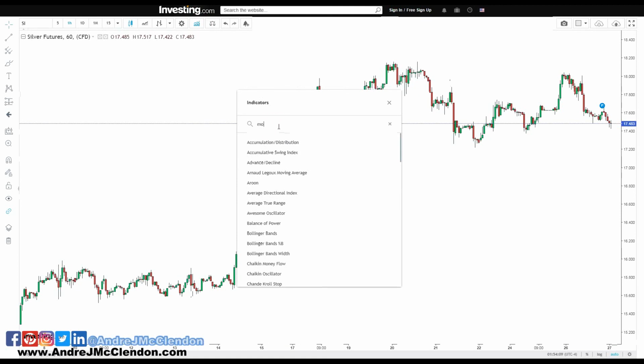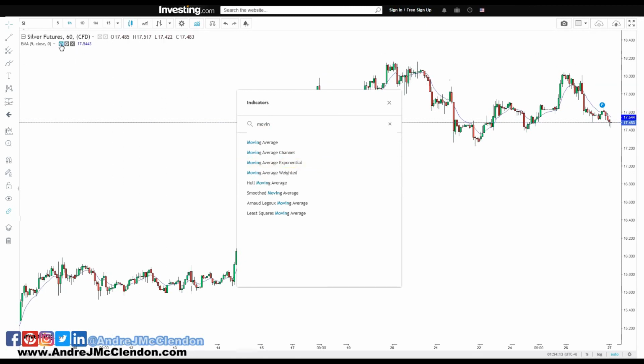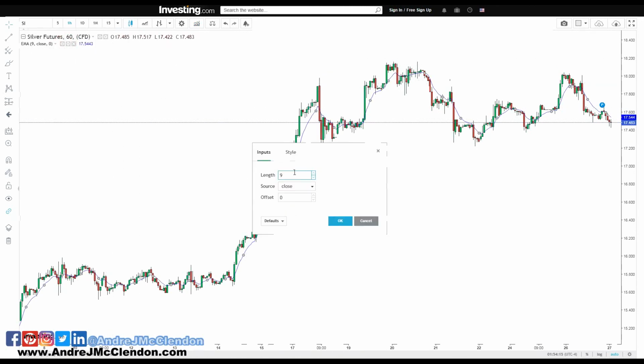So type in moving average, exponential. All right, let's modify it a little bit. Let's do a bigger one. We'll try a period of like 30, just as an example.